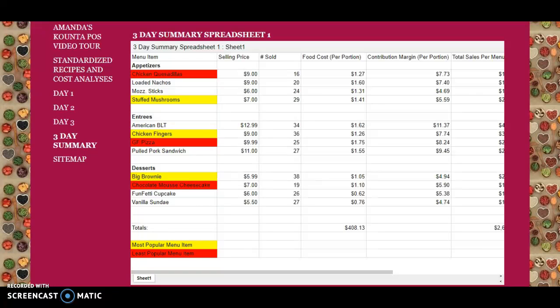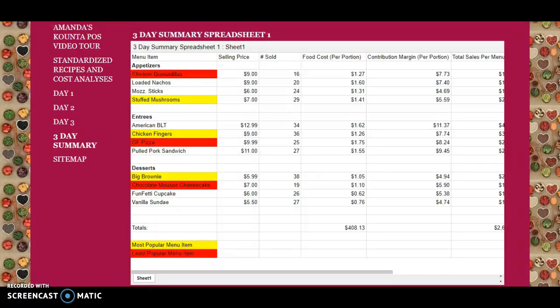So this is my 3-day summary, and the 3-day summary is exactly what it sounds like. It's a summary of all 3 days at Amanda's restaurant. I'm going to start off with spreadsheet 1 again, and just like the other 3 days, this is just the 3-day summary, so it's going to have higher numbers for things sold because it is a summary of all 3 days.